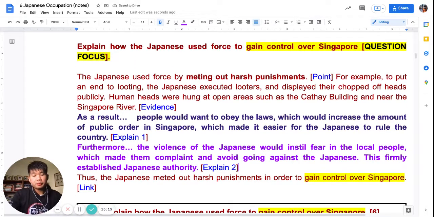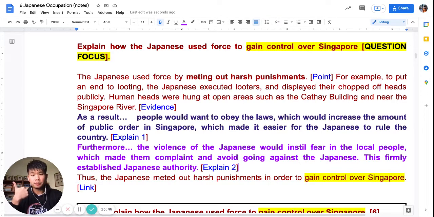Let's look at it. Explain how the Japanese used force to gain control over Singapore. One way was to mete out harsh punishments. For example, to end looting, human heads were chopped off and hung in open areas, and people saw these heads hung around. By seeing all these punishments and the scary violence of the Japanese, firstly, people wanted to obey the law, which increased the organization and order in Singapore, making it very orderly and rule-based.